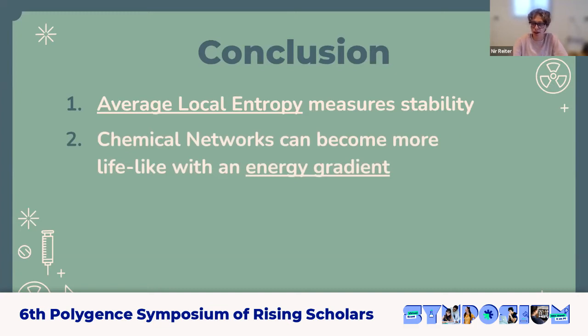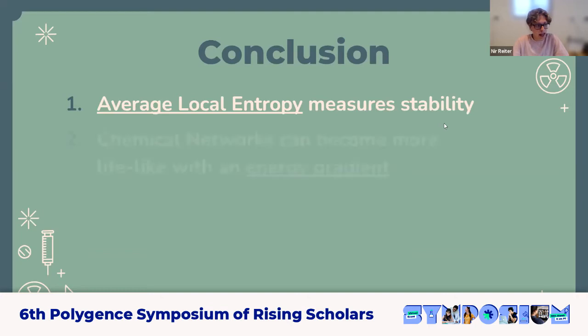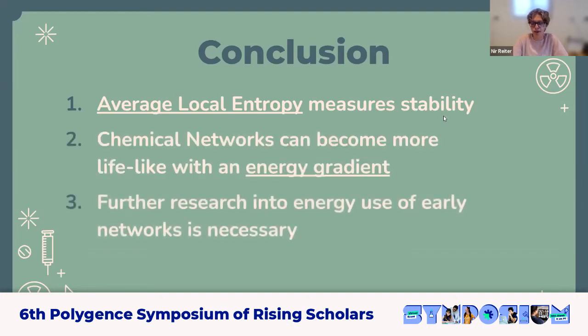In this case, survival of the fittest. This answers my second question. Would energy gradients have more lifelike properties arise? I also concluded that further research should focus on how early chemical networks used and benefit from energy sources. Maybe at the origin of life, energy was a key component in how life developed.